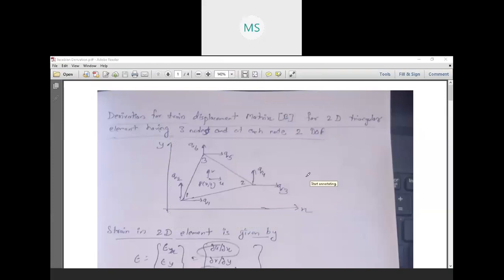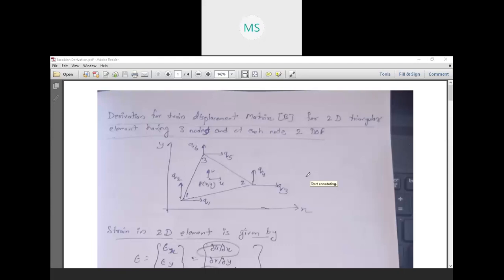Today we are going to do the derivation in the third module. The derivation is titled Derivation for Strain Displacement Matrix B for a 2D triangular element having three nodes and at each node 2 degrees of freedom. That's why it's a two-dimensional triangular element we are taking.